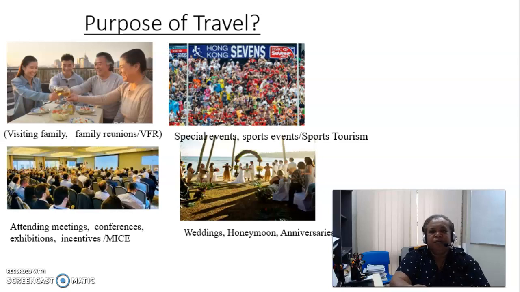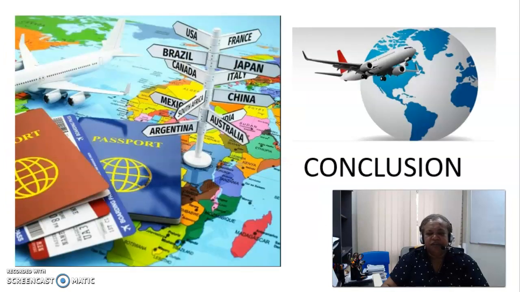So why do people travel? People travel for different reasons. As you can see from the slide, we can travel to visit family, we can travel for family reunions, we can travel to attend sports games like the Olympics, the Hong Kong Sevens, the World Cup Soccer. We can also travel to attend meetings, conferences, exhibitions, or incentives. We can also travel for special purposes, which include weddings, honeymoons, and anniversaries.